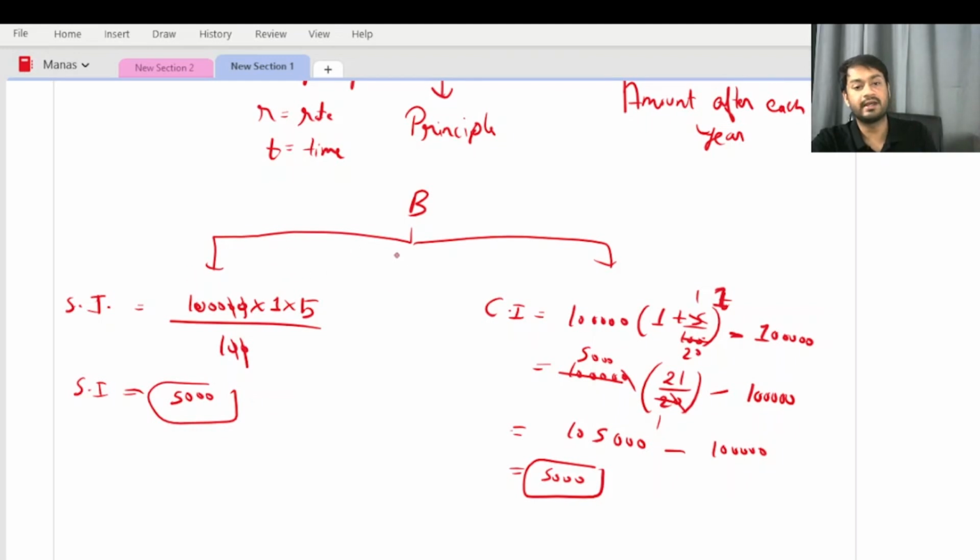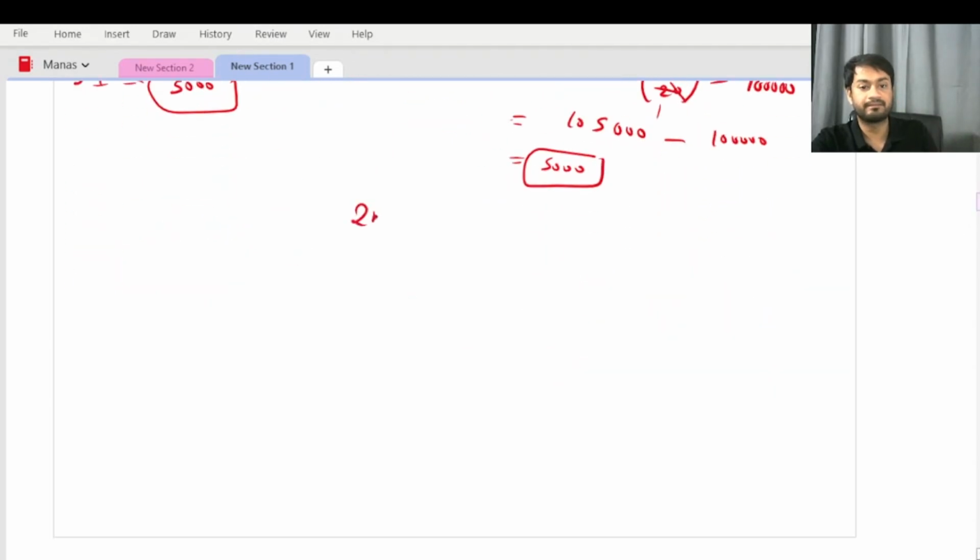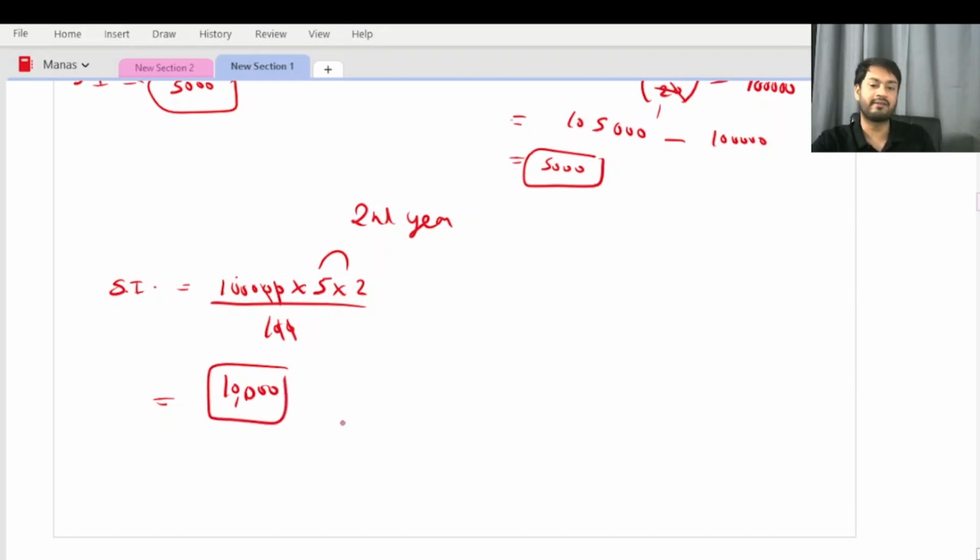So this whole example was for the first year. Now you will see the difference in the second year. Suppose for the second year, the simple interest, SI, will be P into R into T. So the principal amount will be the same, 1 lakh, into rate 5% only, and time is 2 years, upon 100. So this will be cancelled. So what will be the answer? 5 times 2 is 10, so it is 10,000 rupees. So for the second year also he needs to pay 5,000. So for the 2 years, 5,000 plus 5,000, that is 10,000.